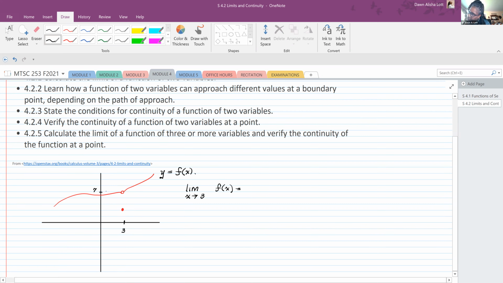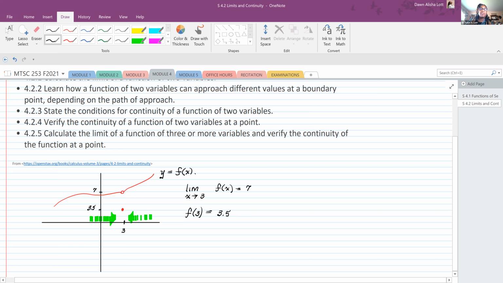And you will say, well, as I approach 3 from the left, I see my function is approaching 7. And if I go from the right to 3, I see my function is also approaching 7. So that is 7. Then I can ask you, what is f of 3? Oh, I didn't tell you what f of 3 is. f of 3 is 3.5.